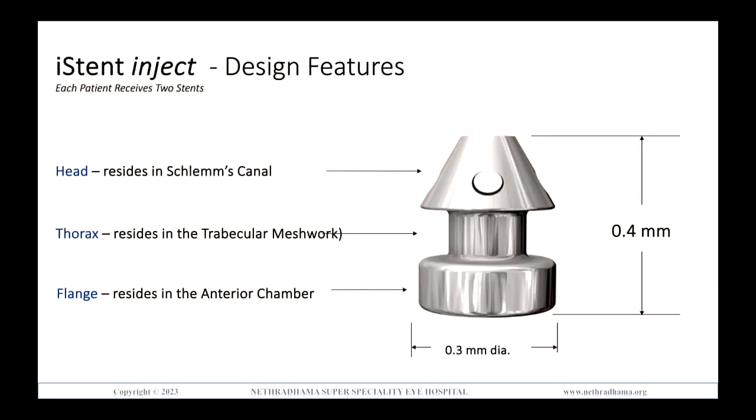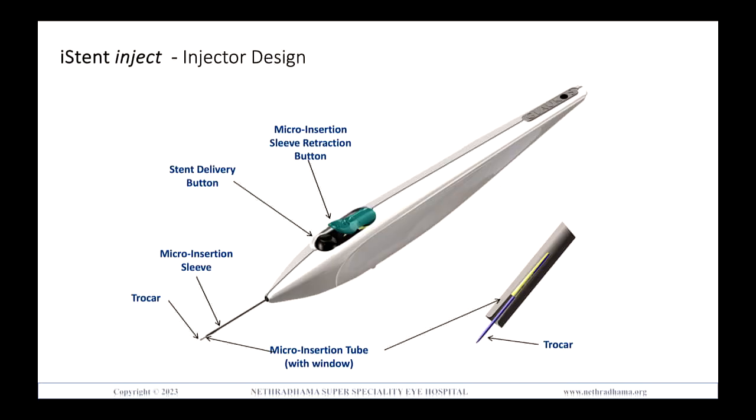Now, just coming to the device itself, the design features, it has a head, thorax, and a flange. The head actually resides in the Schlemm's canal. The thorax resides in the trabecular meshwork, and the flange resides in the anterior chamber.